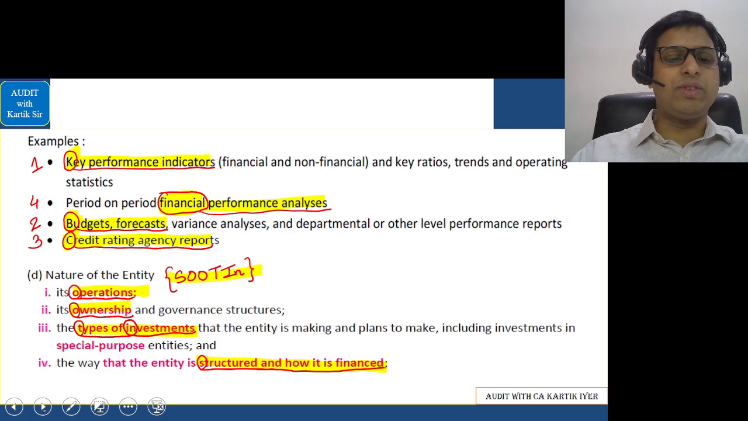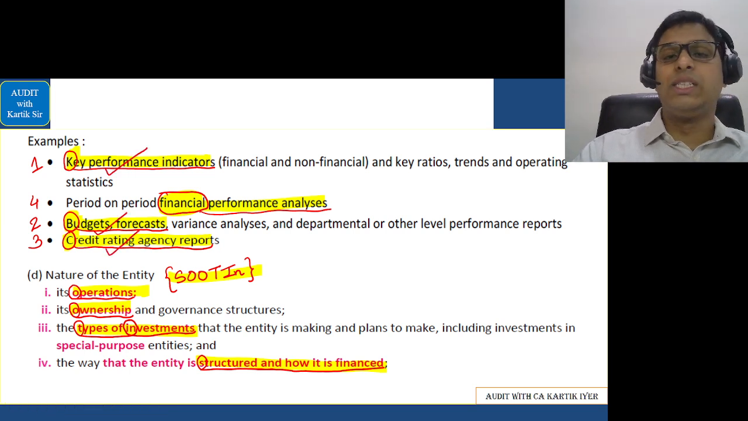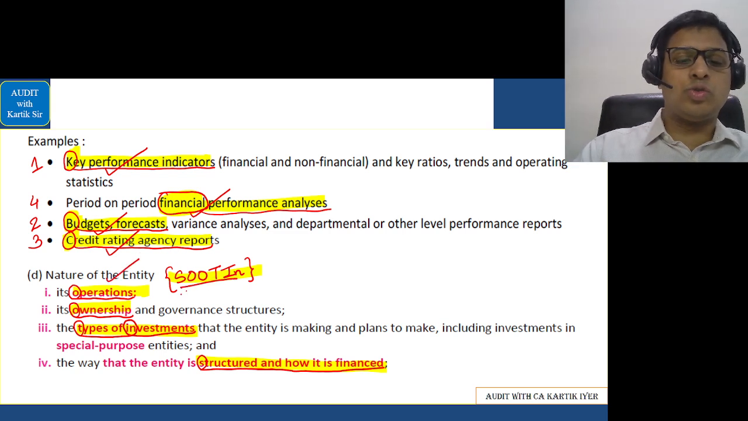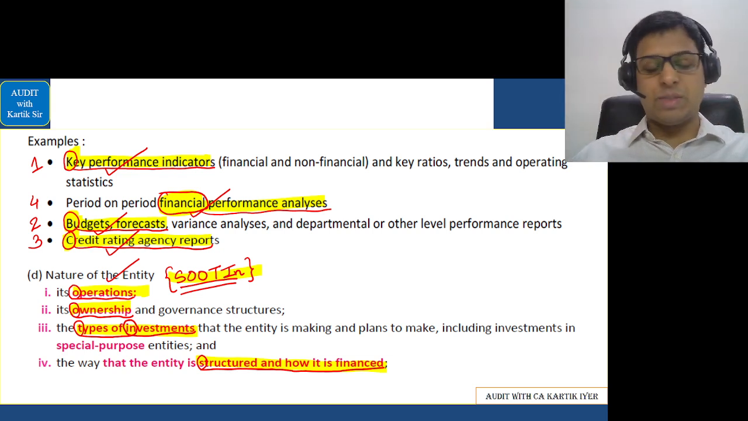Then in financial performance, we did something called as KBC finance. So if you remember, key performance indicators, budgets, forecast, credit rating agency reports, and finally financial performance analysis. Okay. Then we did N, nature of the entity. In that, we did a code called SUTIN, structure and the way it is financed, operations, ownership, types of investments.